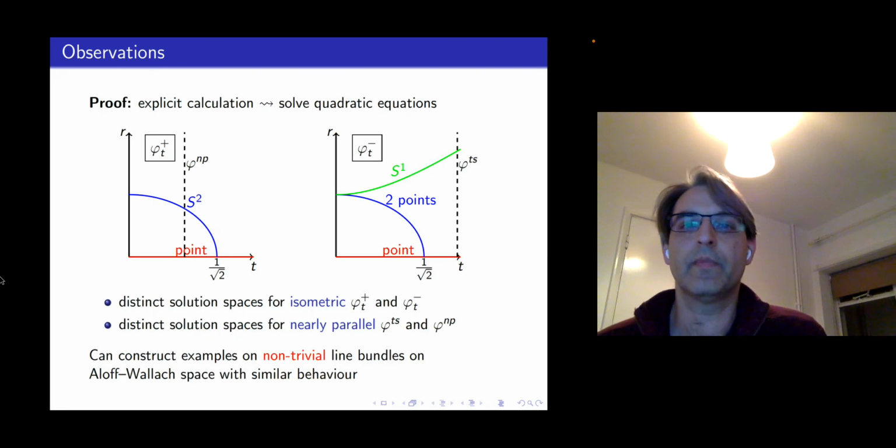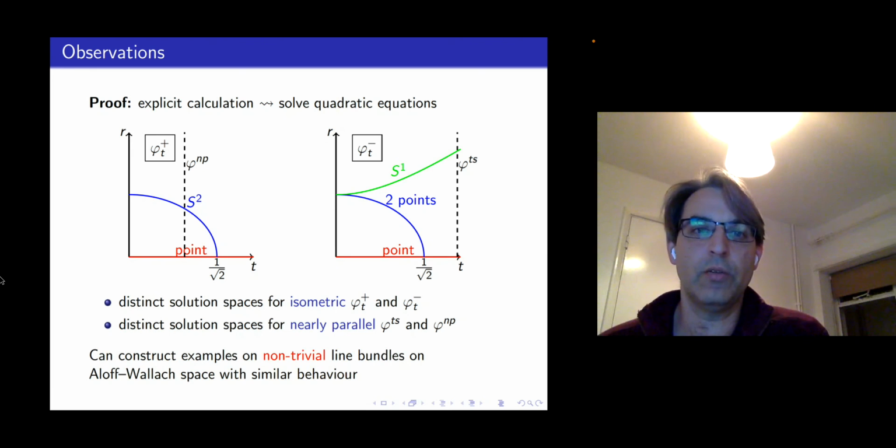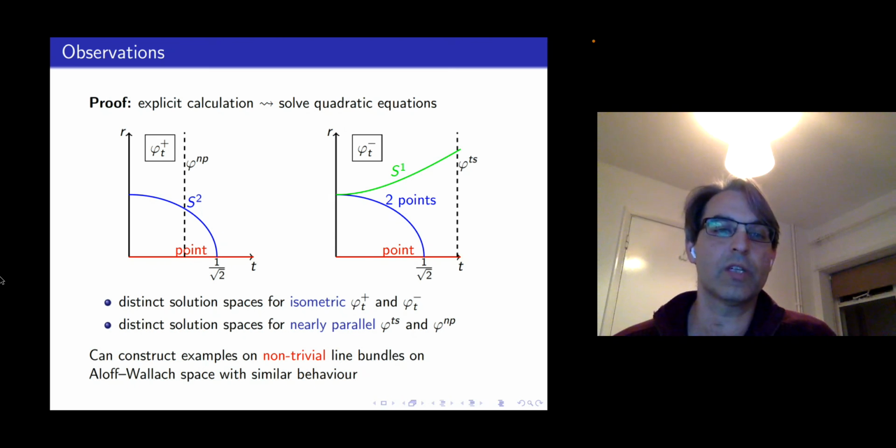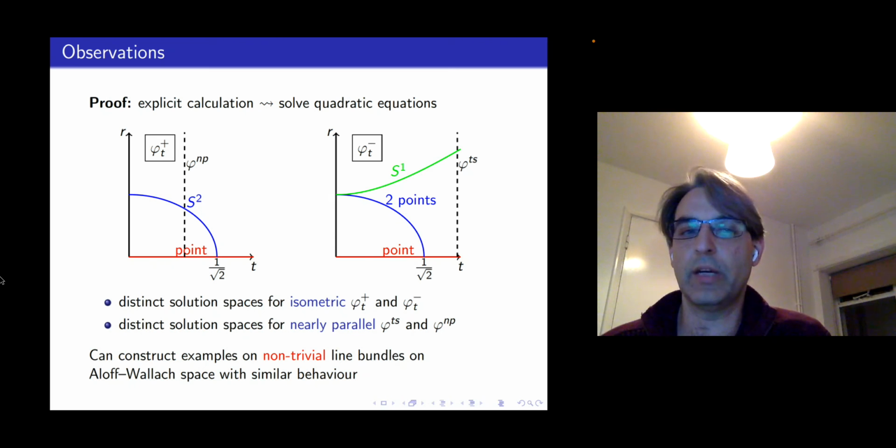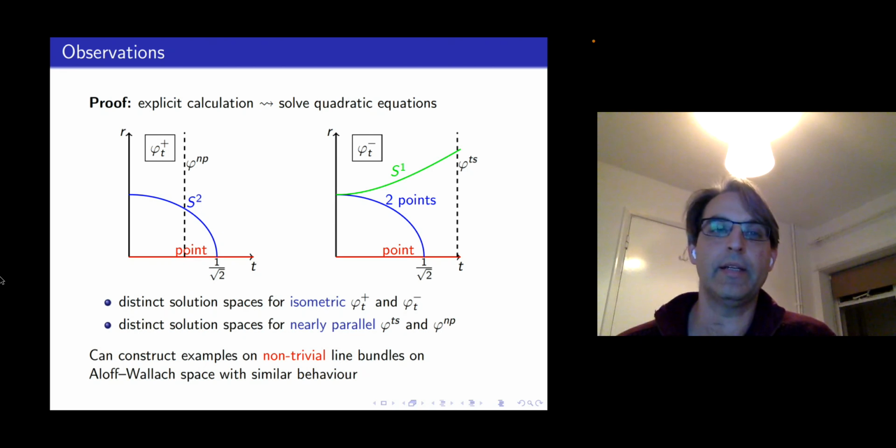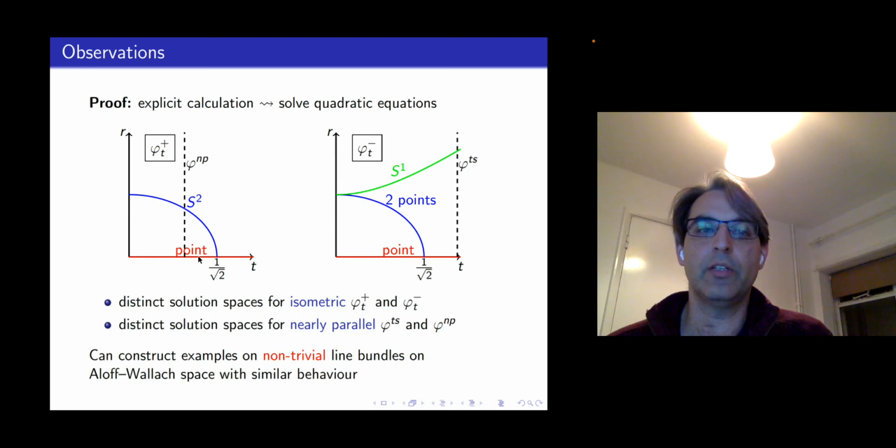Another observation that I want to make is that although I took the case of the trivial line bundle in the previous theorem, one can also construct examples on non-trivial line bundles, for example, on the Aloff-Wallach space. And the picture that you get is the same, except now you don't have the trivial connection down here, but a non-trivial connection because it's a non-trivial line bundle.